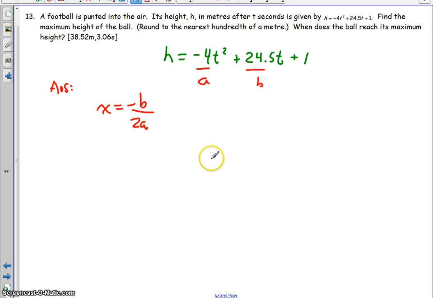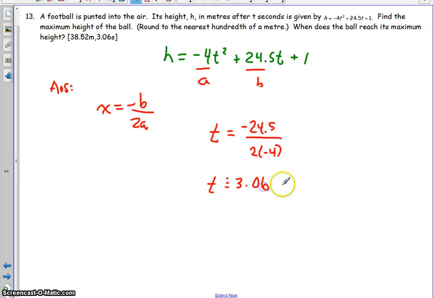So what we're going to have here for our axis of symmetry, in this case, is t equal to negative 24.5 over 2a, which is 2 times negative 4. Okay, so if we run that through our calculator, we should get approximately 3.06 seconds. It says to round to the nearest hundredth, which is 2 decimal places. So we're going to take that as our t. That gives us one part of the problem.